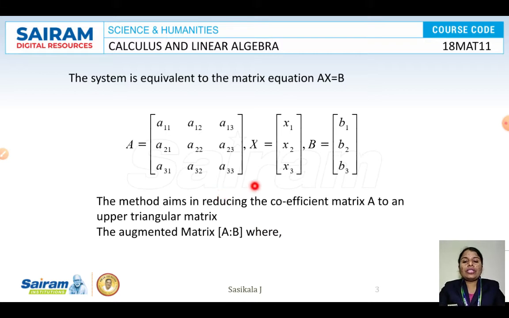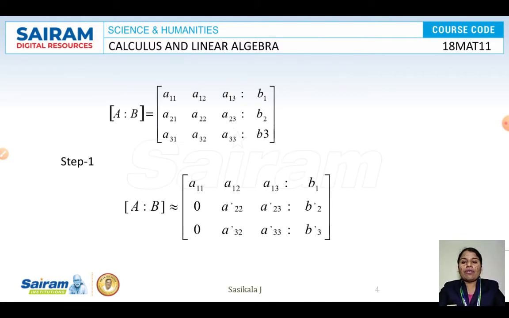Then A and B together we call an augmented matrix, as we learned in the previous video also. Okay. So now you can see step by step how to solve using the elimination method. First we consider the augmented matrix, A and B together. I'll have a11, a12, a13 and b1, similarly up to three equations. It is a 3 by 3 coefficient matrix A along with your B matrix.